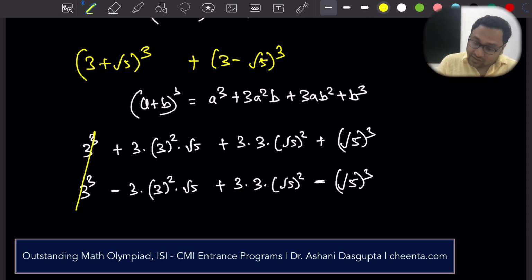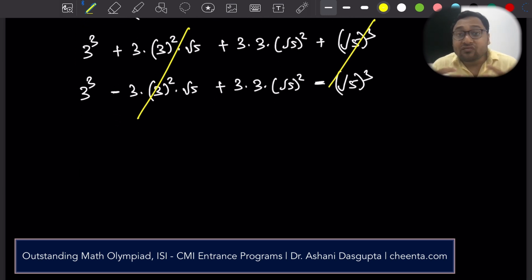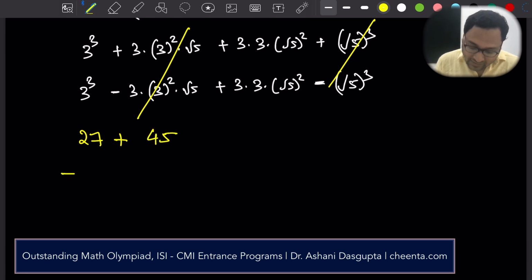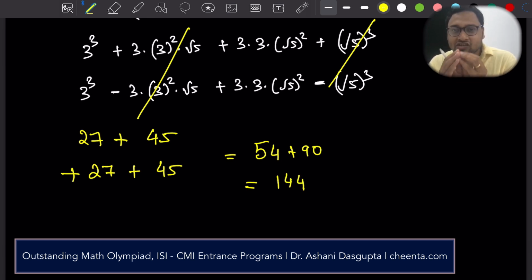This is minus and this is also minus. So now this will cancel and this will cancel. Good news is only the even powers of root 5 stay. The even powers. So that means we will not have the surd anymore. So this is 27 plus 9 times 5, 45, plus 27 plus 45. So 54 plus 90, which is 144. So the correct answer, the integer that is smaller than (3 plus root 5) whole cube, is 143, right?